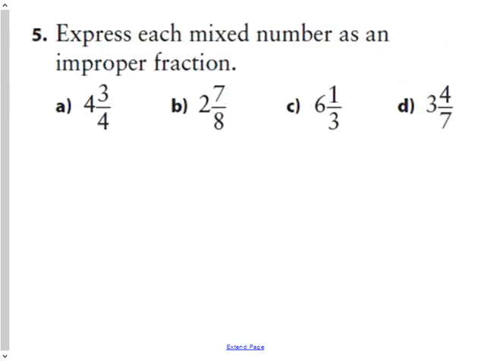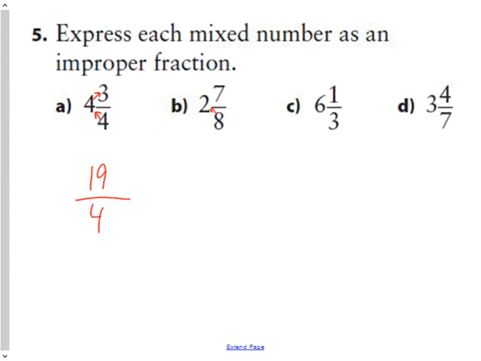Question 5 is the reverse, and we just talked about it in question 2. How do I change these mixed fractions to improper? So I'm going to multiply 4 by 4 to get 16. 16 plus 3 is 19 over 4. That is 4 3/4 as an improper fraction.